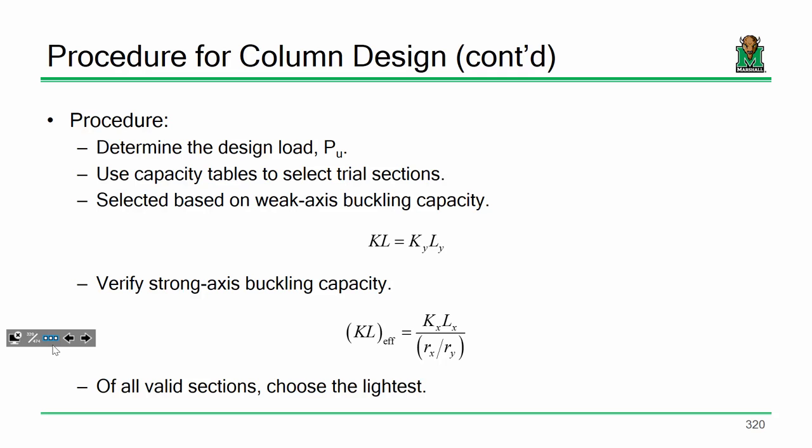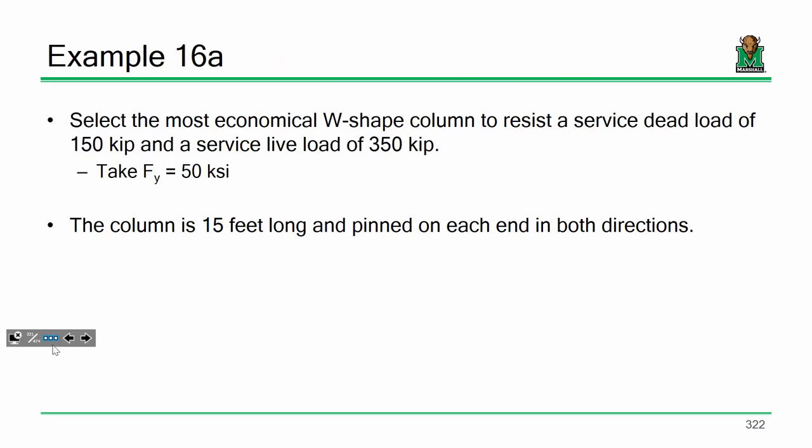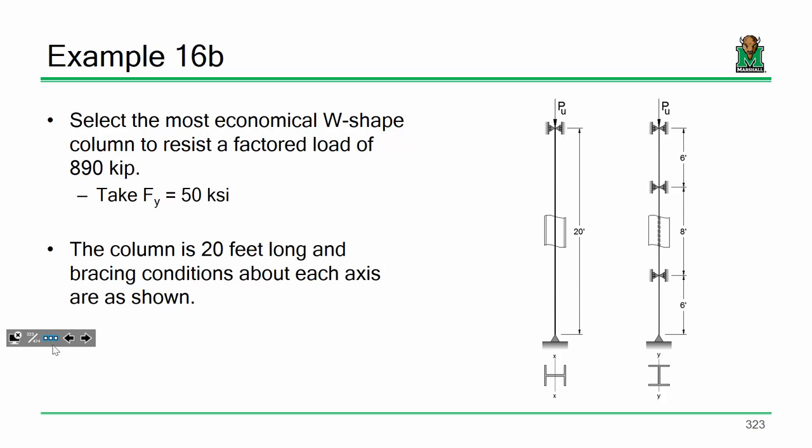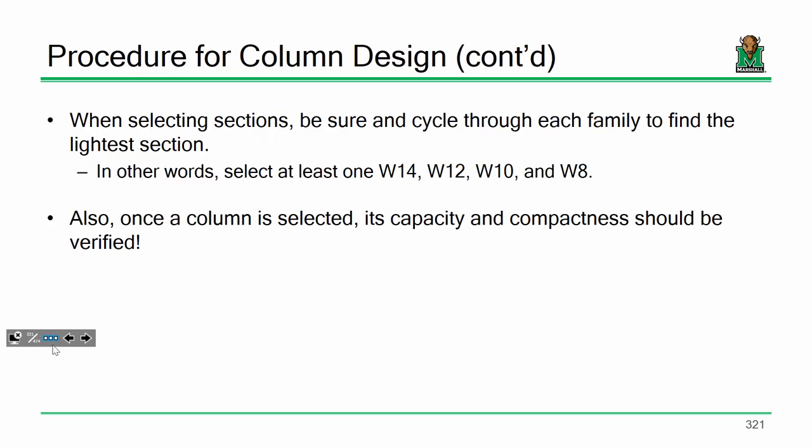So we select based on weak axis capacity, and then we go back and check the strong axis capacity. This first example that we're going to do is only going to be selected based on weak axis capacity. The second example, we're going to go back and say, well, how would we check the strong axis capacity? So just bear with me on that. So that's my first point.